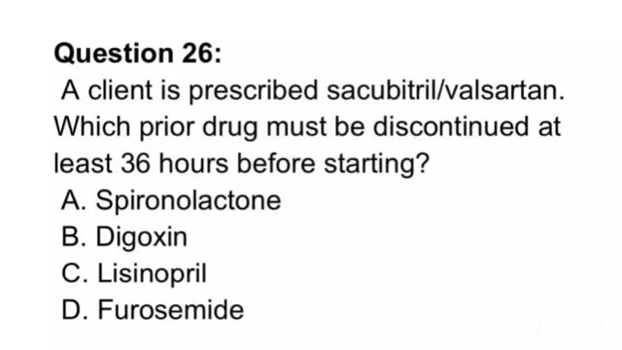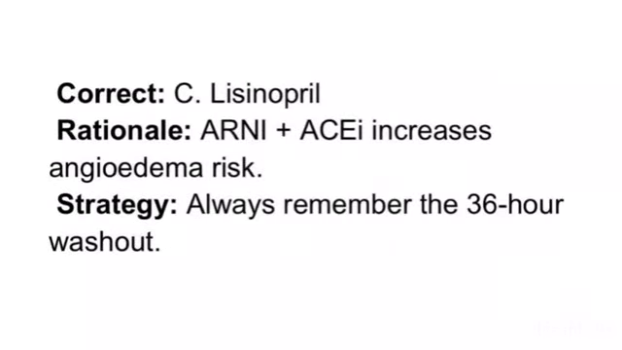Question 26. A client is prescribed sacubitril/valsartan. Which prior drug must be discontinued at least 36 hours before starting? A. Spironolactone. B. Digoxin. C. Lisinopril. D. Furosemide. Correct: C, lisinopril. Rationale: ARNI plus ACEI increases angioedema risk. Strategy: always remember the 36-hour washout.